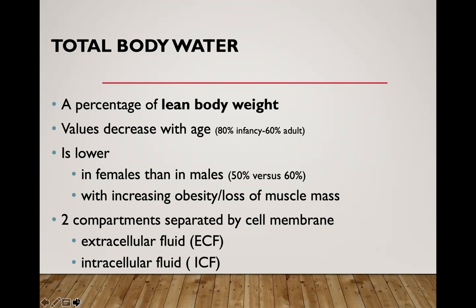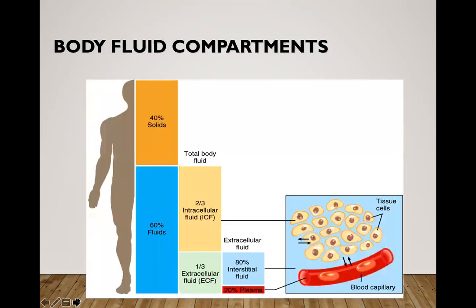There are two compartments separated by the cell membrane. This is the extracellular fluid compartment and the intracellular fluid compartment. So what are the body fluid compartments? 40% of our body weight is composed of solids, whereas 60% is composed of fluids. Of the total body fluids, two-thirds are found intracellularly, while one-third is found extracellularly, wherein 80% of that one-third is found in the interstitium, or in between the cells, whereas 20% is found inside the blood vessels with the plasma.